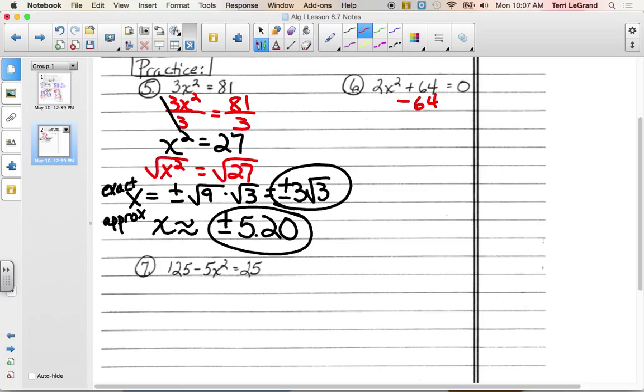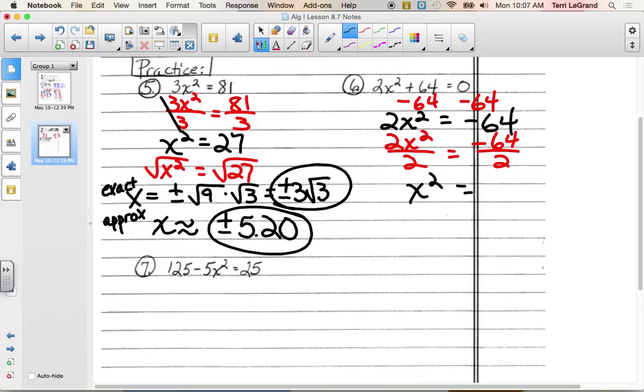Subtract 64. We need the ax squared set equal to the c value. So we have 2x squared equals negative 64. Is 2 a perfect square? No, so we're going to divide by it, aren't we? Let's say 2x squared is going to get divided by 2. Negative 64 is going to get divided by 2. And I'm going to have x squared equals what? Negative 32. Oh shoot, I had what looked like a perfect square on the other side, and now I just ruined it. Oh well. 2 wasn't a perfect square either.